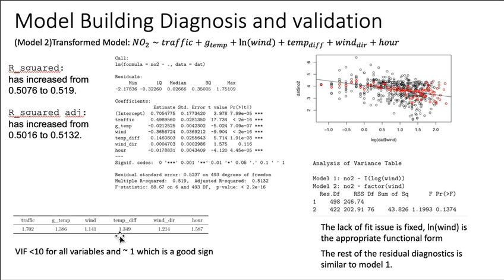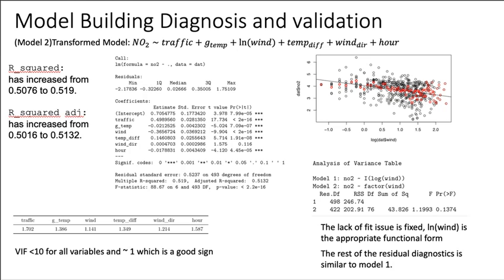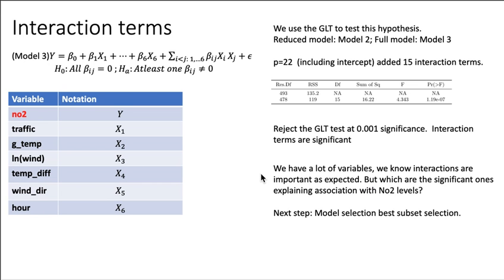So yeah, the VIF is again less than 10, and the other residual plots and diagnostics remain the same. So moving on, next we see that, okay, now we are sure the linear relationships are good to go, we don't need polynomials. But what about the interaction terms? Are the interaction terms significant, or do they help us explain more variation in the NO2 variable?